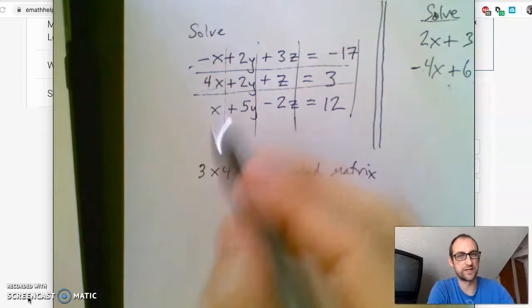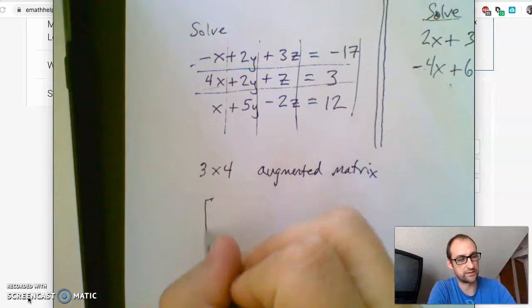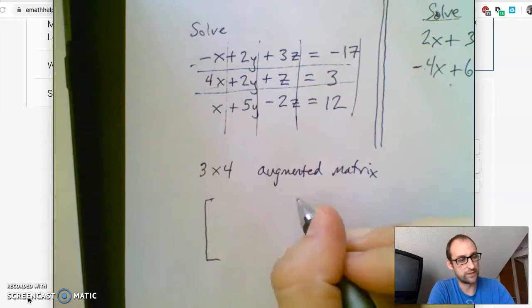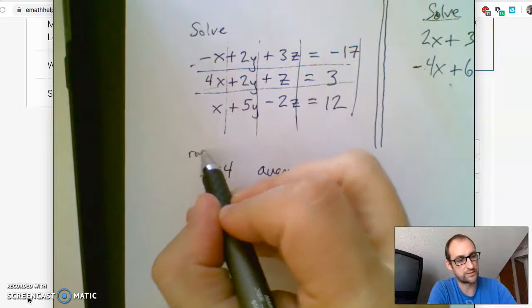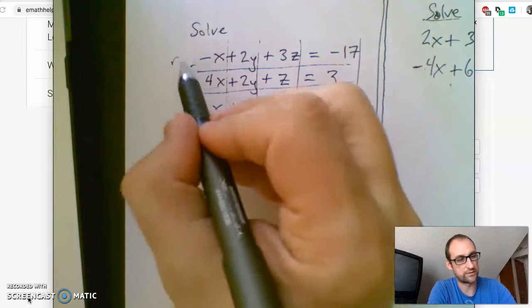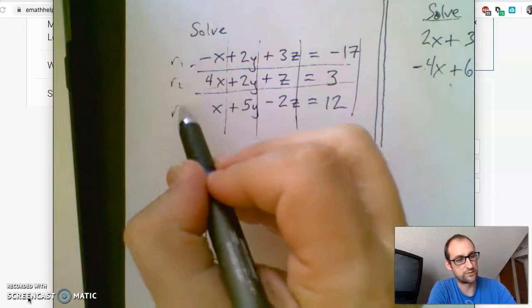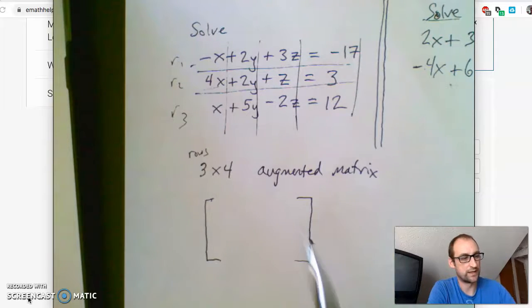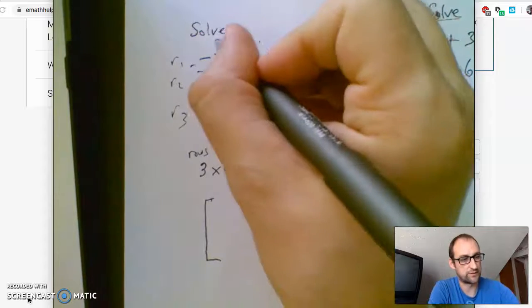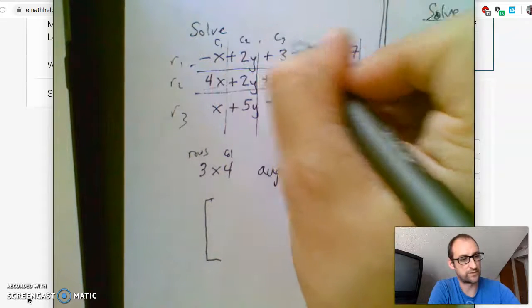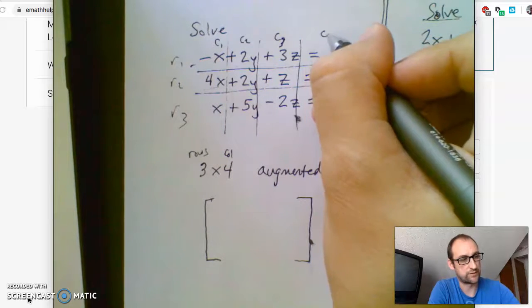Really, all it does is take out all the junk and make it a lot nicer to look at. So remember, when you name a matrix, the order you name it in matters. This is how many rows. Remember rows, this is row 1, row 2, row 3. And then this is how many columns you have. This is column 1, column 2, column 3, column 4.